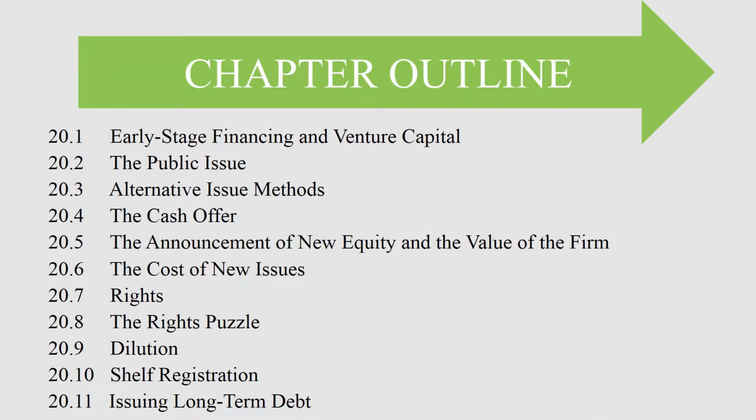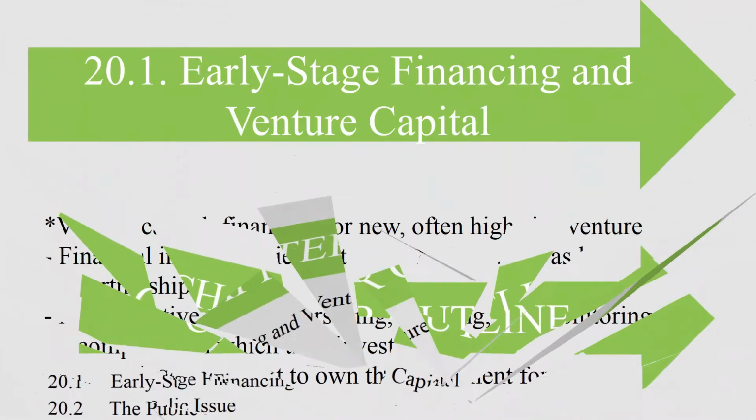Outline. We have 11 parts of this chapter. Early stage financing and venture capital, the public issue, alternative issue methods, the cash offer, the announcement of new equity and the value of the firm, the cost of new issues, rights, the rights puzzle, dilution, self-registration, and issuing long-term debt.